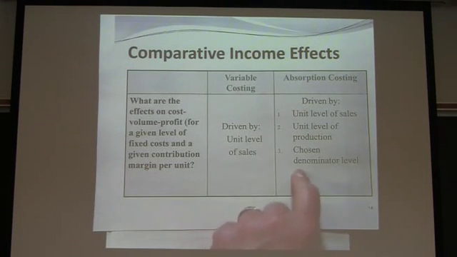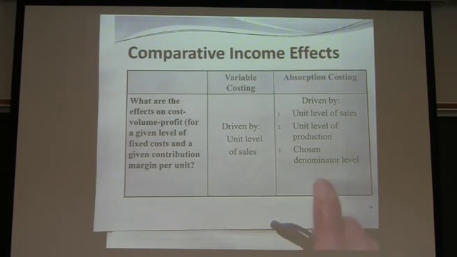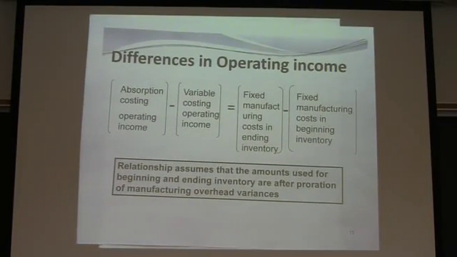And of course, depending on what denominator levels we choose to allocate the fixed cost, that's going to create different cost, volume, profit levels. Now, part of this question requires us to calculate the difference. Remember in part C, it says, please calculate a numerical reconciliation of the difference between the two operating income. Well, the way we do that is we take the difference between absorption costing operating income, subtract variable costing operating income.